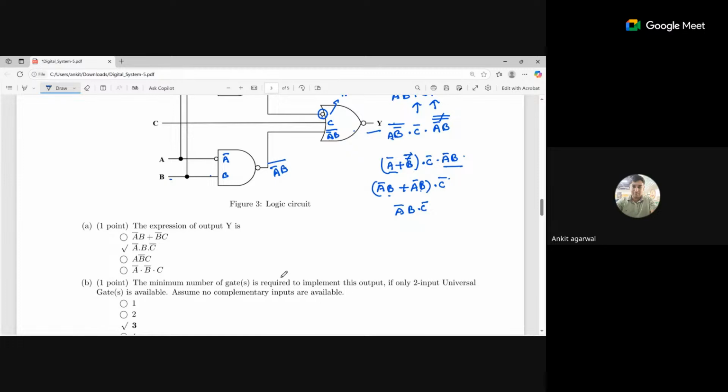The only thing I can ask is the minimum number of gates when two input gates are used and no complementary inputs are available. So I just remove this universal.